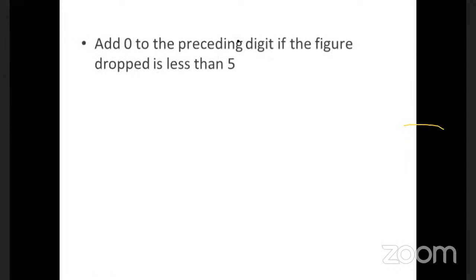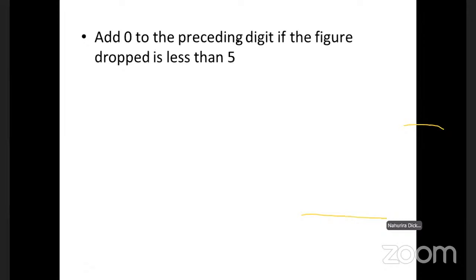Then the next one, let us look at the next rule. Now, the next rule is saying, Diction, can you just stop writing using the whiteboard? I've not asked you to use the whiteboard.